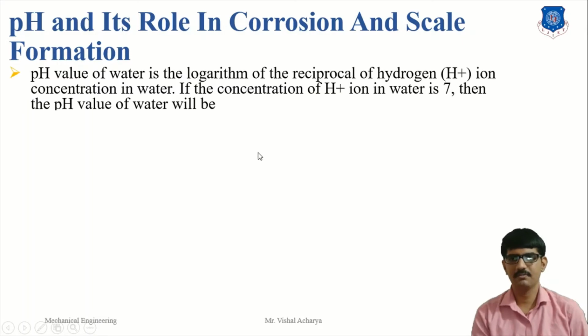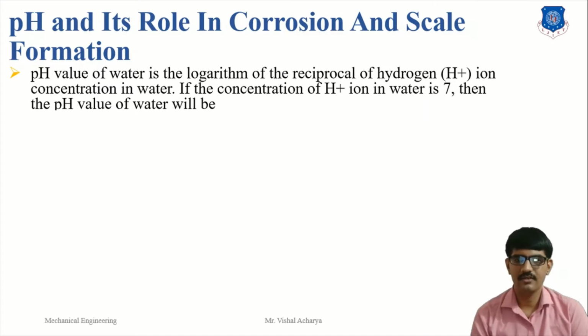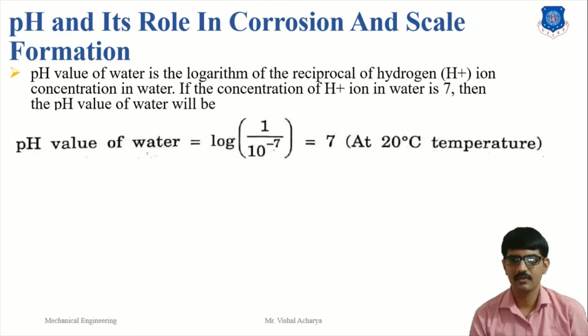First, what is pH? The pH value of water is the logarithm of the ratio of hydrogen ion concentration in water. If the hydrogen ion concentration in water corresponds to 7, then the pH value of the water will be 7 here at 20 degrees Celsius.